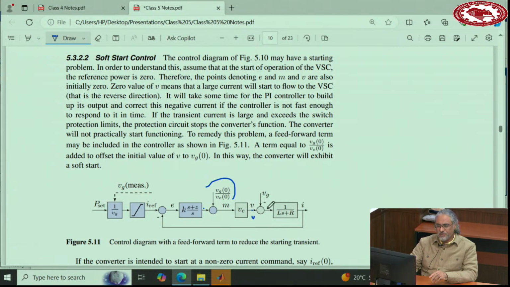Vg minus Vg becomes 0. So at the start, across the inductor is 0 voltage. It will not have a starting problem. It will start very softly. Okay, so that's the soft start aspect.